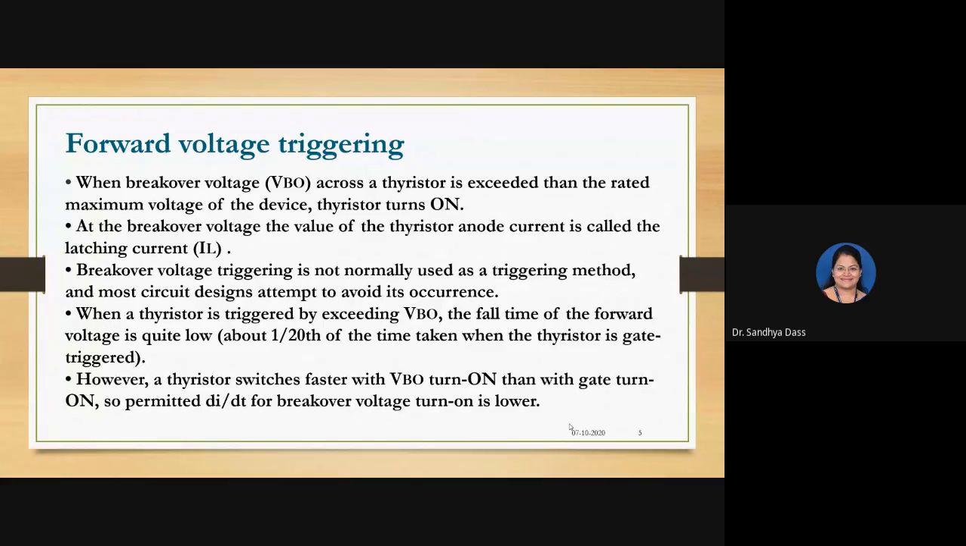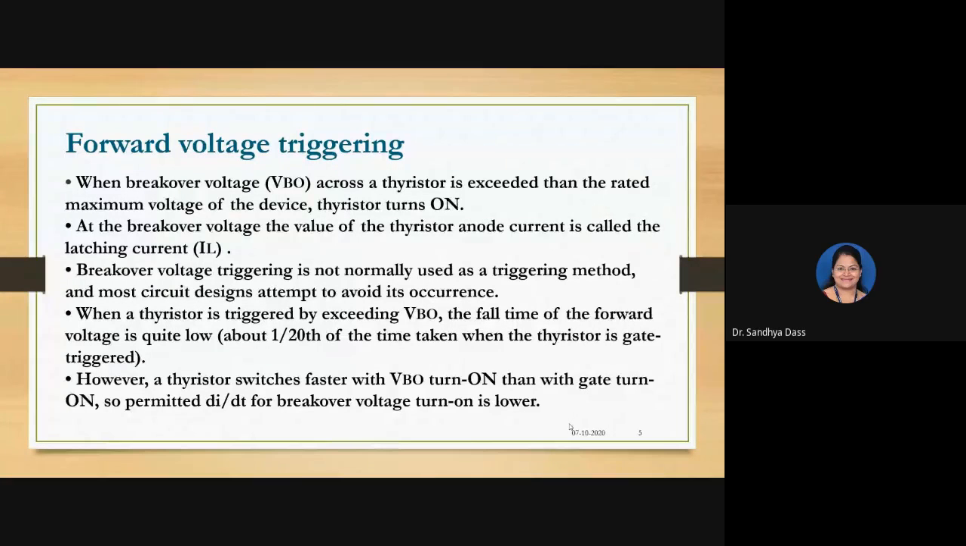So then, generally in power electronic circuits, usually this breakover voltage method, that is forward voltage triggering method, is not recommended, or it is not suitable to turn on the device. That's why most of the circuits will try to avoid such condition.